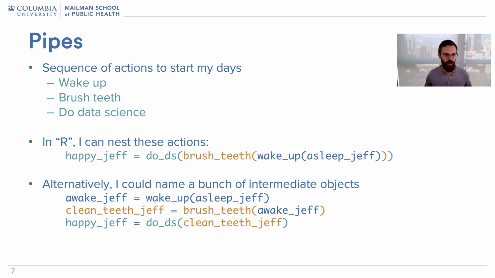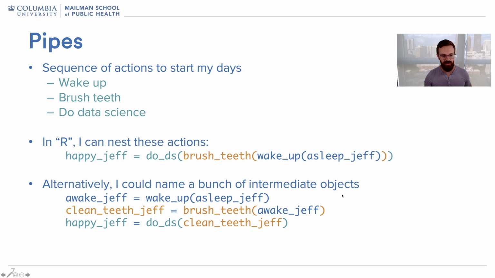Who would have guessed? Okay, so I want to talk a little bit about what pipes do before we start seeing how they work in code. And to do this, I'm going to describe the sequence of actions that go into starting my own day. At the beginning of the day, I'm asleep, and the first thing I do is wake up, and then the next thing I do is brush my teeth. And then the thing I do after that is data science. That is a sequence of actions where I'm transformed by waking up, and then transformed by brushing my teeth, and then transformed by doing data science.